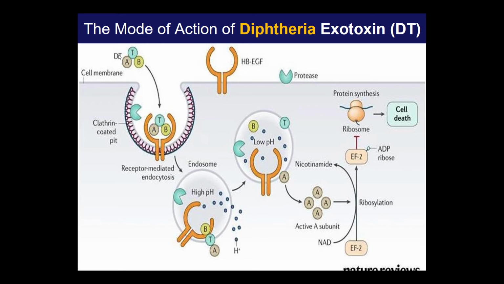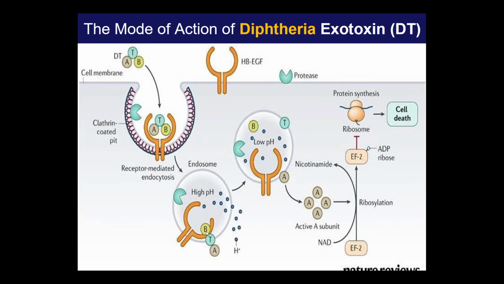So diphtheria toxin really consists of three elements, A, B, and T. The B element stimulates engulfment of this toxic complex into the endocytotic vacuole. After that, the T portion of the toxin integrates itself into the lipid wall of the endosome, and the A portion becomes transported and released into the cytoplasm.